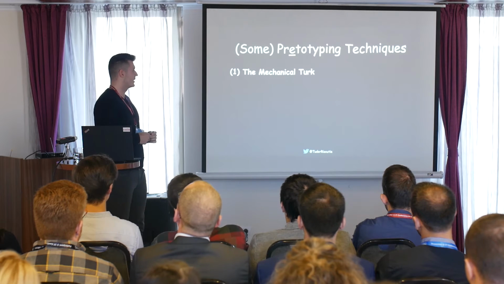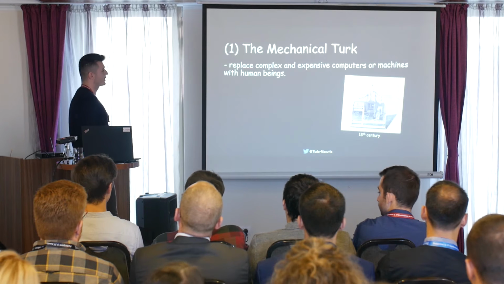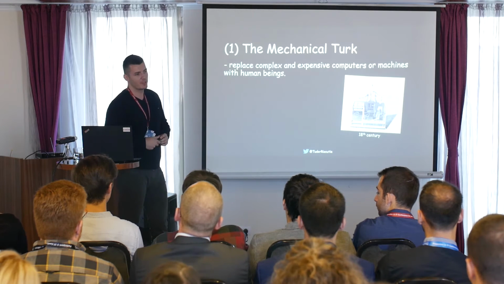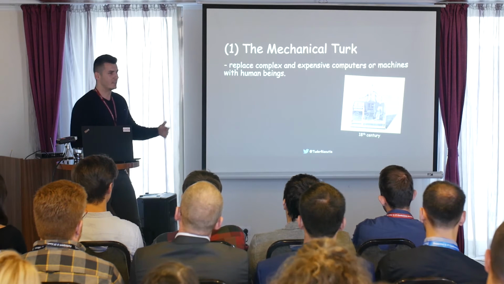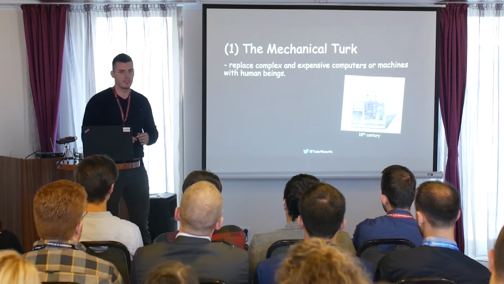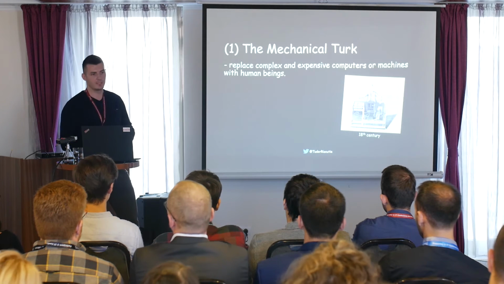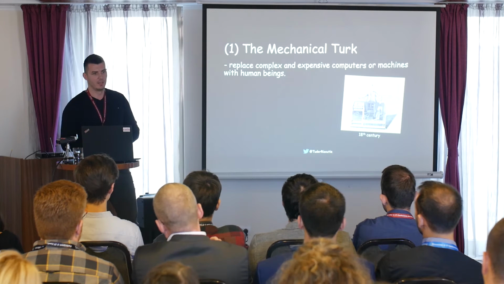The first one is called the Mechanical Turk. The Mechanical Turk is the idea to replace complex and expensive computers or machines with human beings. Remember the IBM experiment. Back in the 70s, the artificial intelligence or machine learning to be able to translate speech to text was not yet there. It was being researched, but it was not implemented yet. And the computers were not able to do it in real time.